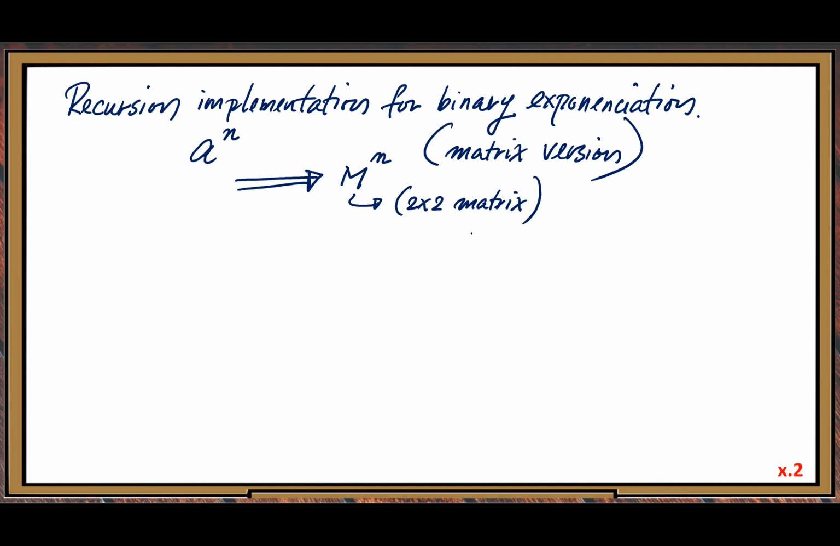So we can define a function in the recursion way. This function will return another 2x2 matrix. Let's call this function expo of m and n. How about that? Two parameters: the base matrix M and the exponent n.